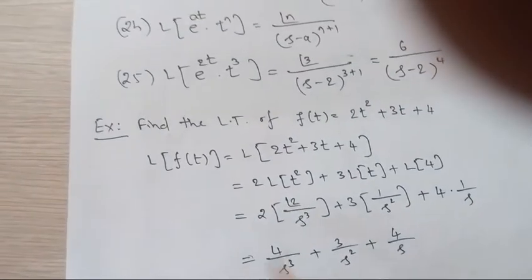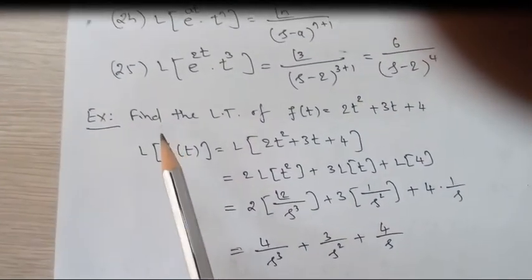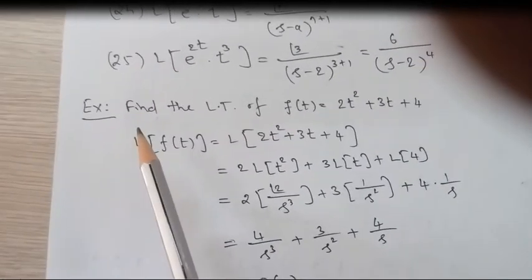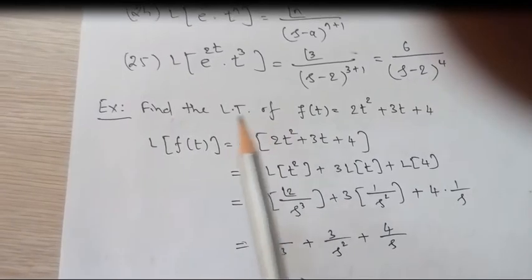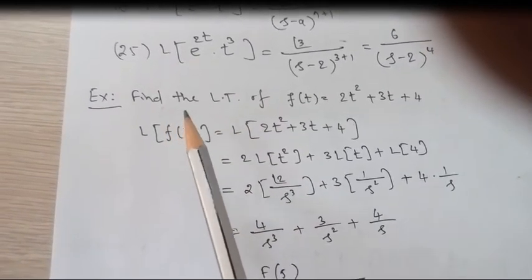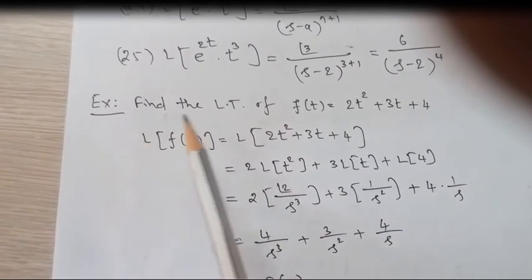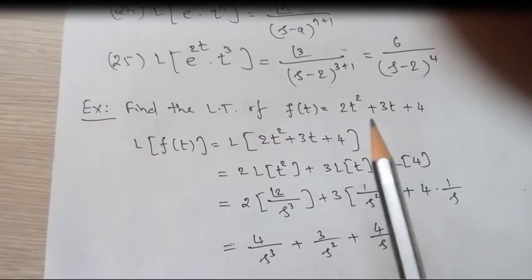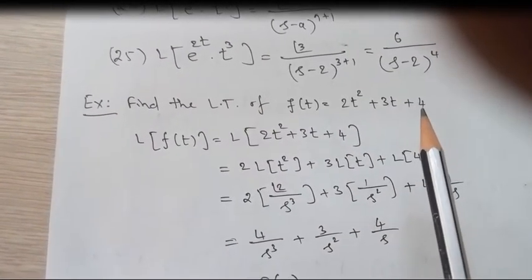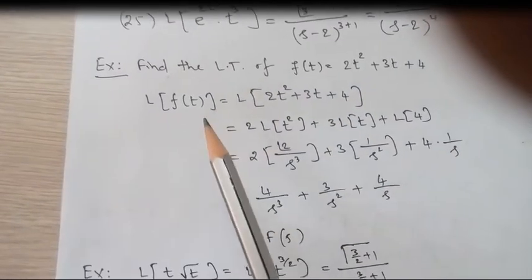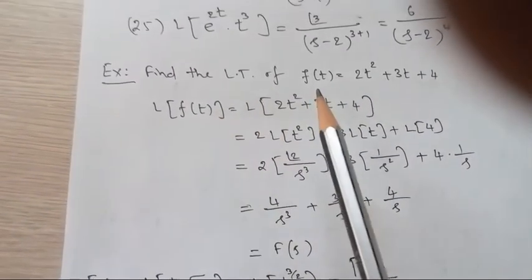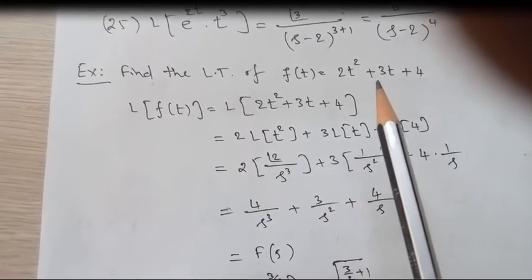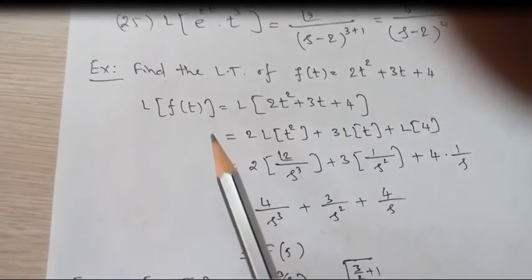This is in continuation with the fifth video. Now I discuss some functions in Laplace transform. Laplace transform of f of t is equal to 2t square plus 3t plus 4. Our object function is some polynomial in t, that is 2t square plus 3t plus 4.